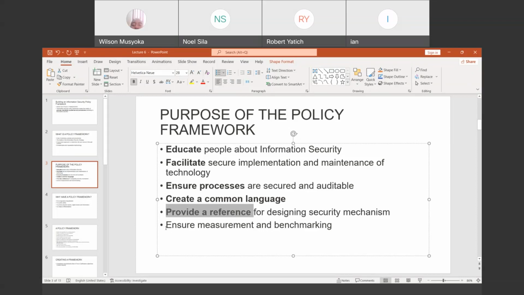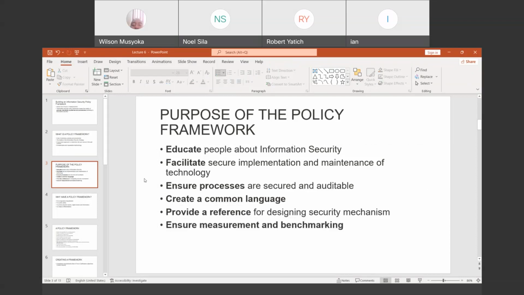And then you ensure measurement and benchmarking. So here is the point whereby you can compare. First of all, you are able to measure and evaluate, to see that the security mechanism you have in place is working, and then you can provide for benchmarking. Check with others within your industry, check with others within the computing world, and see if you are also in line.